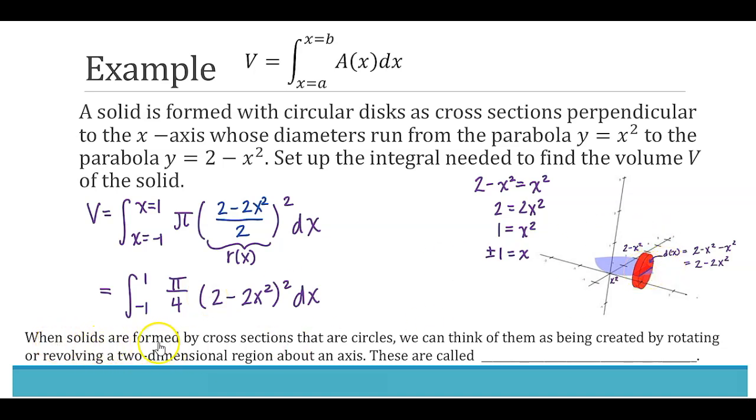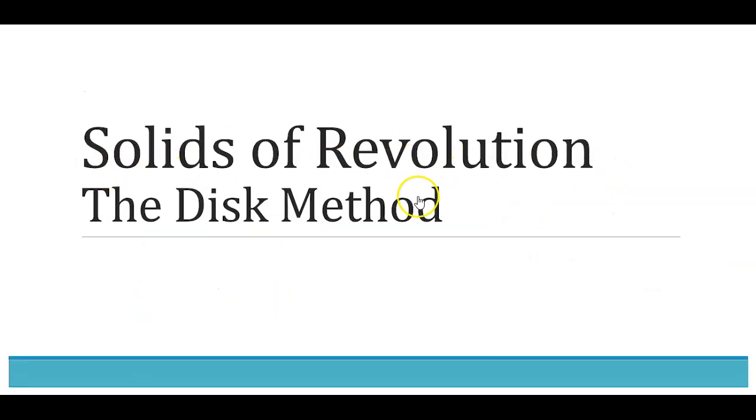Now, when solids are formed by cross-sections that are circles, we can think of them as being created by rotating or revolving a two-dimensional region about an axis. And these are called solids of revolution, which is what we're going to go ahead and study next. Solids of revolution, the disk method.